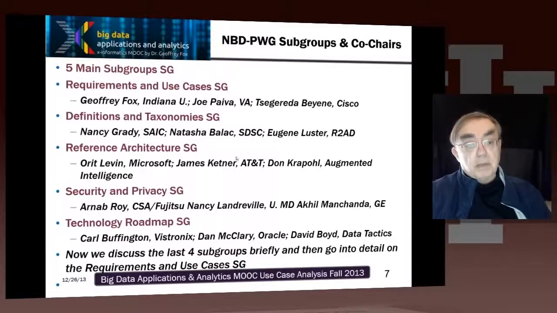Now, most of my interest for this class is actually the work of the use case subgroup, which I was leading, because it gives me the 51 use cases which I want to use to motivate big data technology and approaches. However, for the rest of this particular unit, I am going to go through the four other subgroups, and then finally the requirements subgroup, and that will then prepare us for another unit, which will actually go through the 51 use cases.